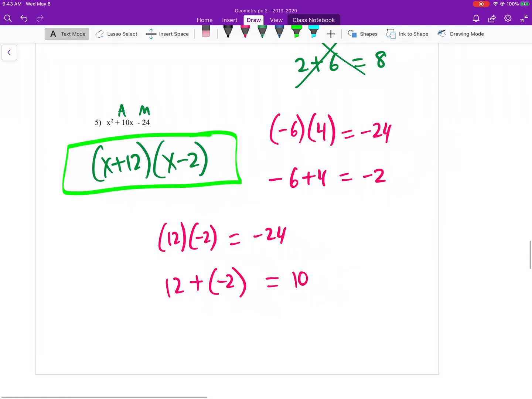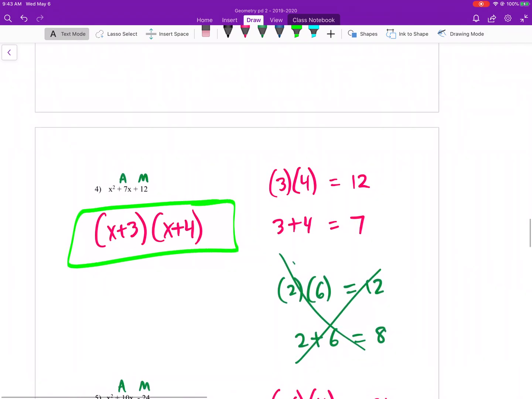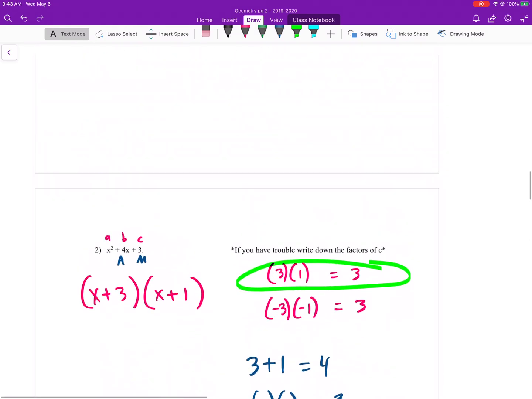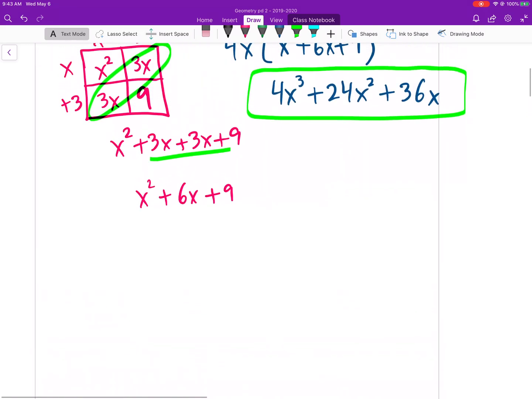Alright, so like I said, you're going to get a lot of practice with this on next week's Delta Math. Remember, just in general with factoring, guys, you always check for GCF first. Do we have a common factor? In all these we don't. When do we use AM? It's a trinomial, and the A value is equal to 1. Alright? So that's all for today.